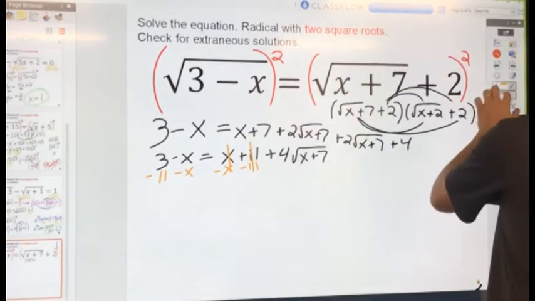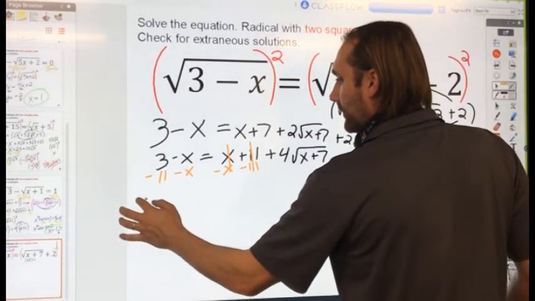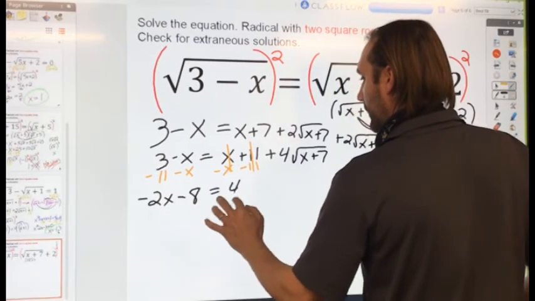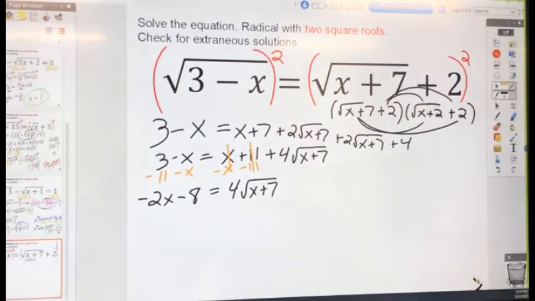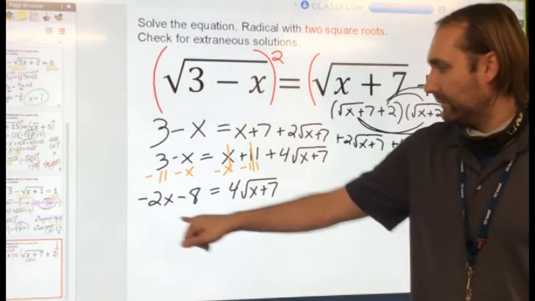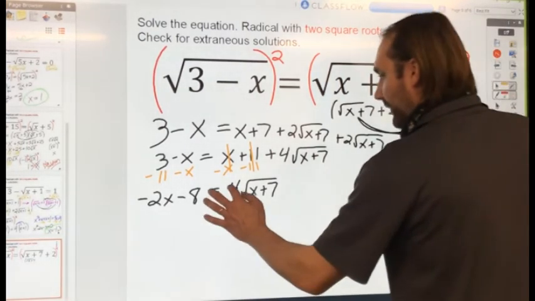That's going to give me negative 2x minus 8 equals 4 times the square root of x plus 7. I would not advise dividing by 4. You're going to be stuck with fractions. But if this was a 2, that would be a good strategy. Otherwise, let's just go ahead and, once again, square both sides.